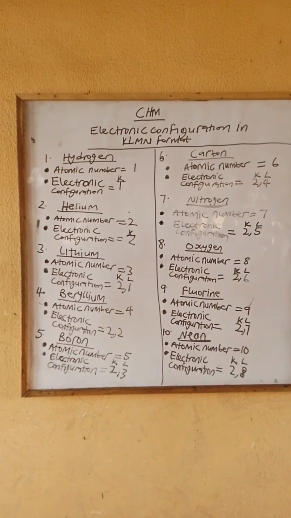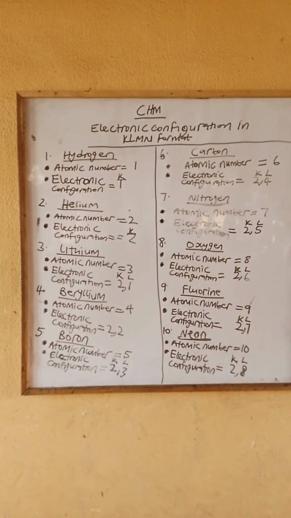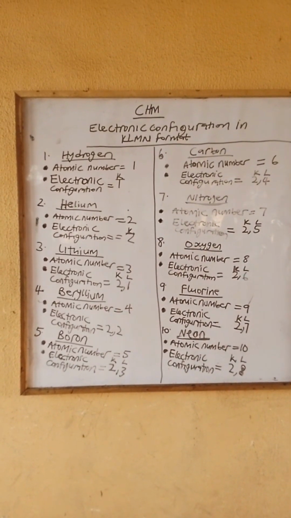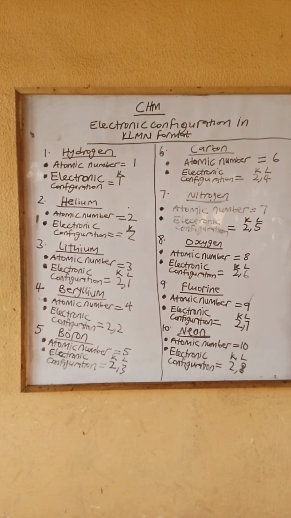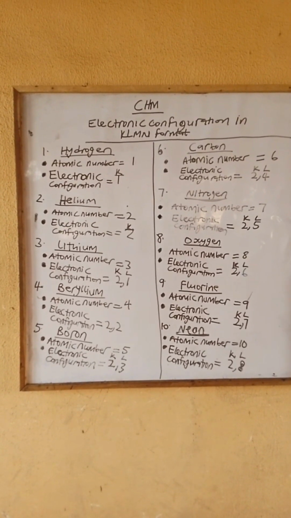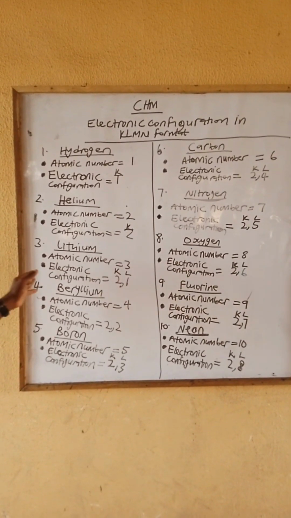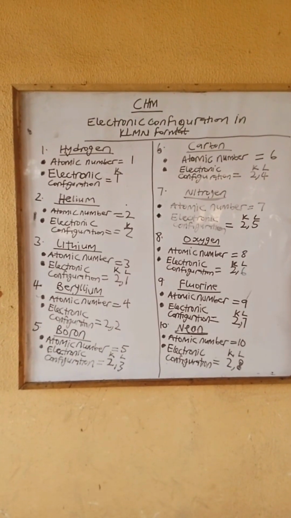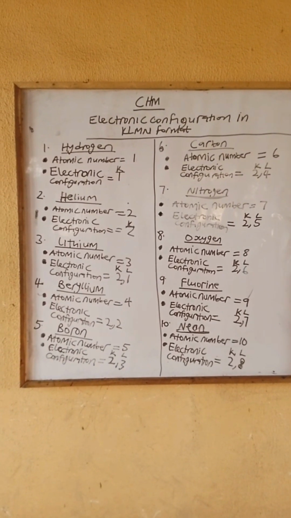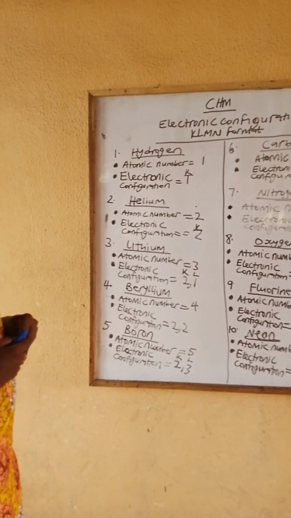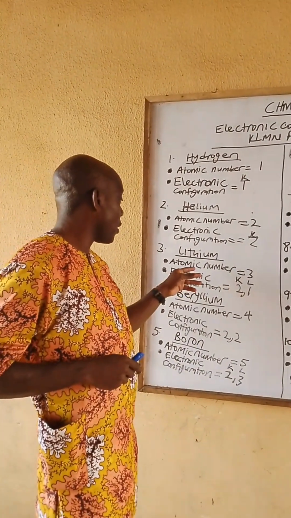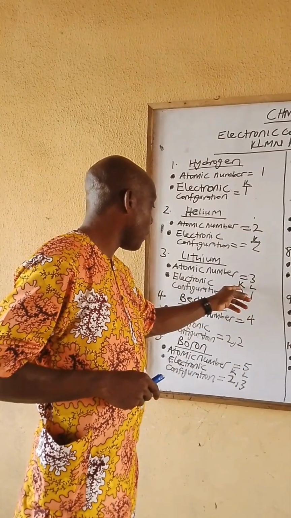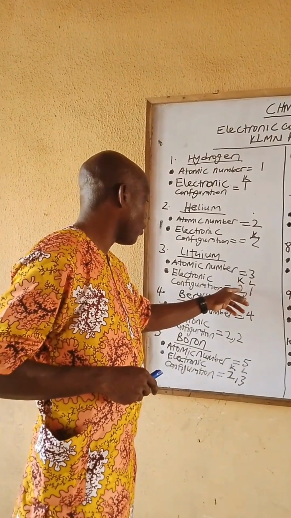With lithium, we begin to move to L shell because the atomic number is 3. One thing I want you to know about the electronic configuration is that when you add up all the configuration, everything will be equal to the atomic number. When it is not equal to the atomic number, then something is wrong somewhere. So lithium with the atomic number 3 has electronic configuration of 2 and 1. The K is 2, the L is 1.